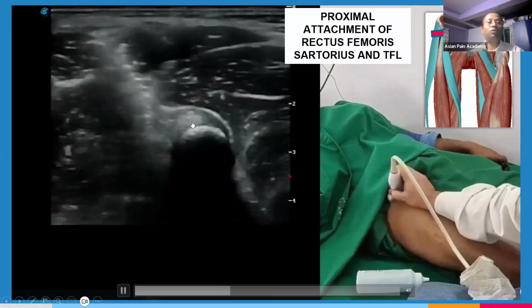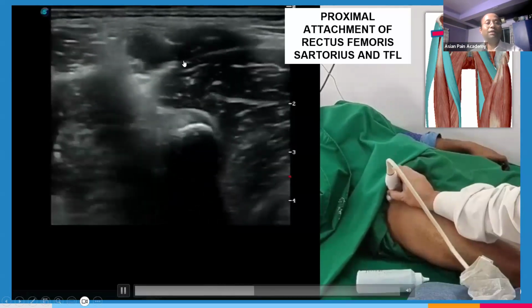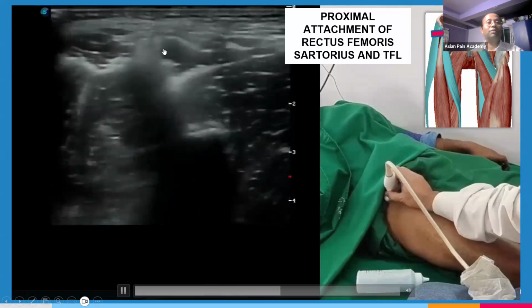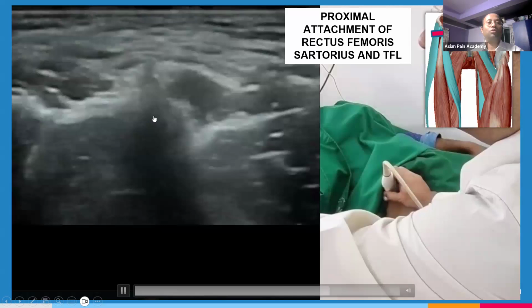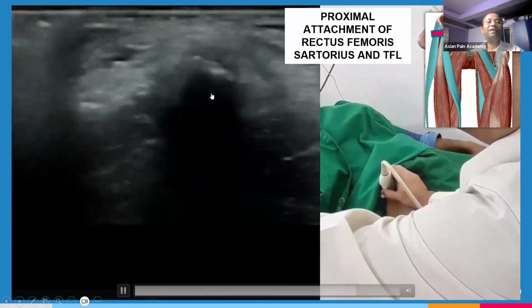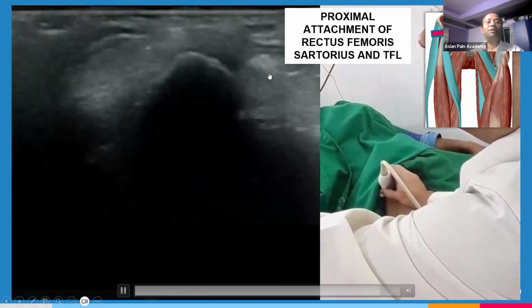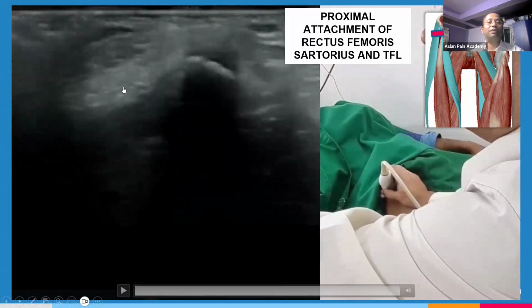Now what can we do from here? We go more to see the other two muscles. So this is another muscle, this is another muscle. So we are going more. I have decreased the depth, and you can see these two. This is one tendon, this is one tendon. They are coming and joining in the anterior superior iliac spine.